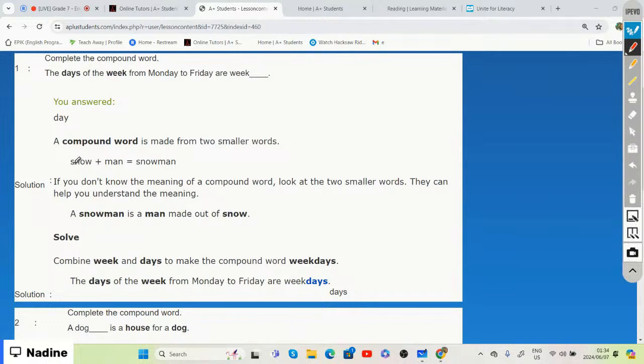But we are saying snow plus man, right? And it is snowman. So if you don't know the meaning of a compound word, then you just need to look at the two smaller words and they will help you understand the meaning. Because remember, snow means something, man means a different thing, and if you add that together, then you just say it's a snowman.